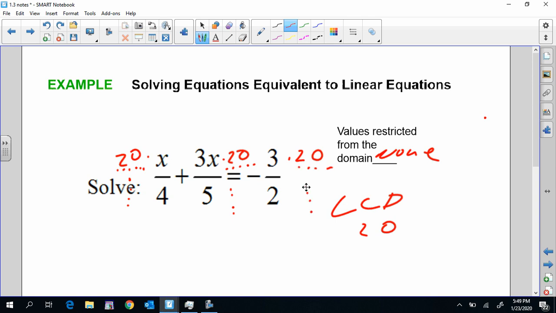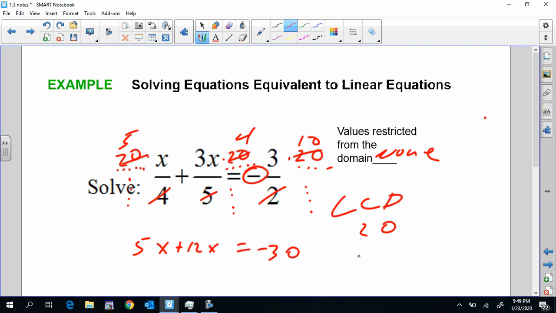Most of the time, I fail to write over 1, but I make sure I get the 20 in the numerator, because a fraction times a fraction, you can cross-cancel in order to reduce it. And this is why we picked 20 out of our hats, because you get 5x. 5 goes into 20, leaves 4. You get 12x. And 2 goes into 20, you get 10. 10 times 3, which has a negative sign, gives you negative 30. At that point, you get 17x equals negative 30.